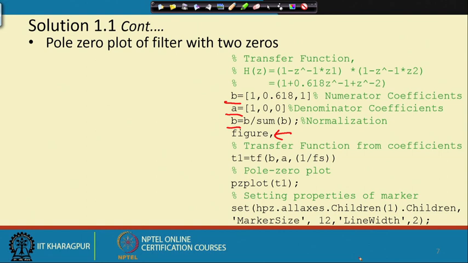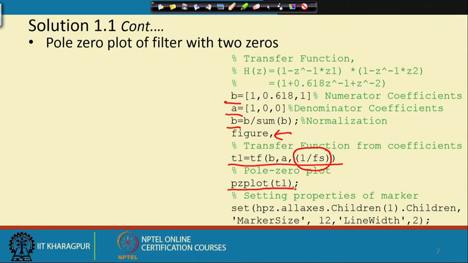Now, the next thing is to create the transfer function out of the polynomial coefficients a's and b's. Here is the command for that: we assign the filter as t 1 and the command is t f. The first variable is b, the numerator polynomial coefficients, then a is the denominator coefficient, and 1 by f s is the sampling interval. We know f s is the sampling frequency. Now, for the pole zero plot, we have a direct command that will calculate and plot everything, with the unit circle, in a single command, that is p z plot t 1. So, we issue this command.